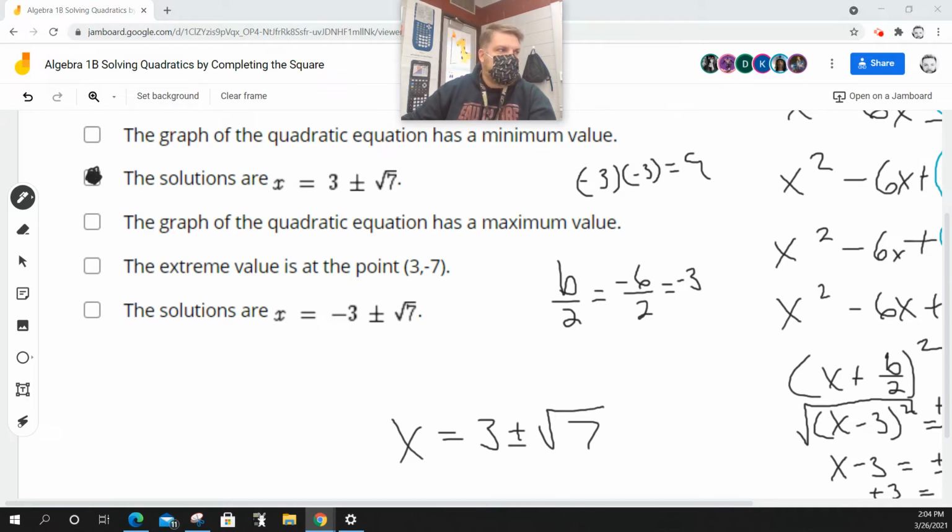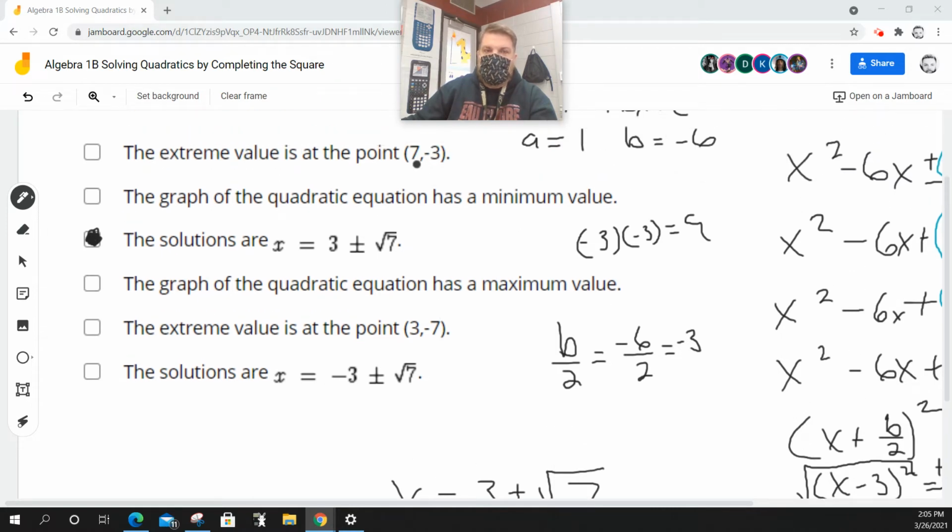So now let's check all the other stuff, because that's one of the things for sure. So this says that's one of them, and then the other thing as I read this, it says the graph of the quadratic equation has a minimum value. Well, we know that a quadratic has a minimum value. How do we find the minimum value? Yeah, we're going to have to graph it, but we can find it. But this also says it has an extreme value at 3, negative 7, or 7, negative 3.